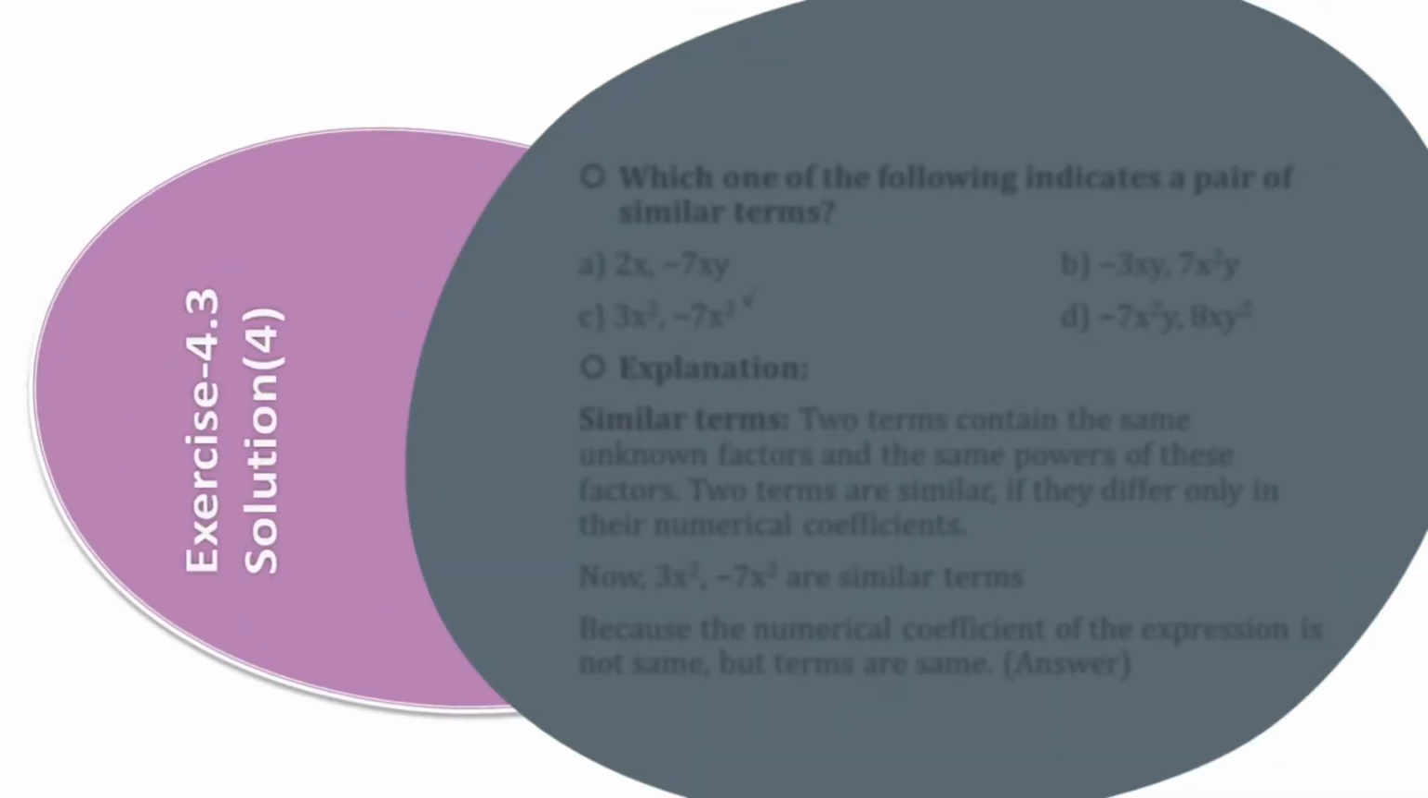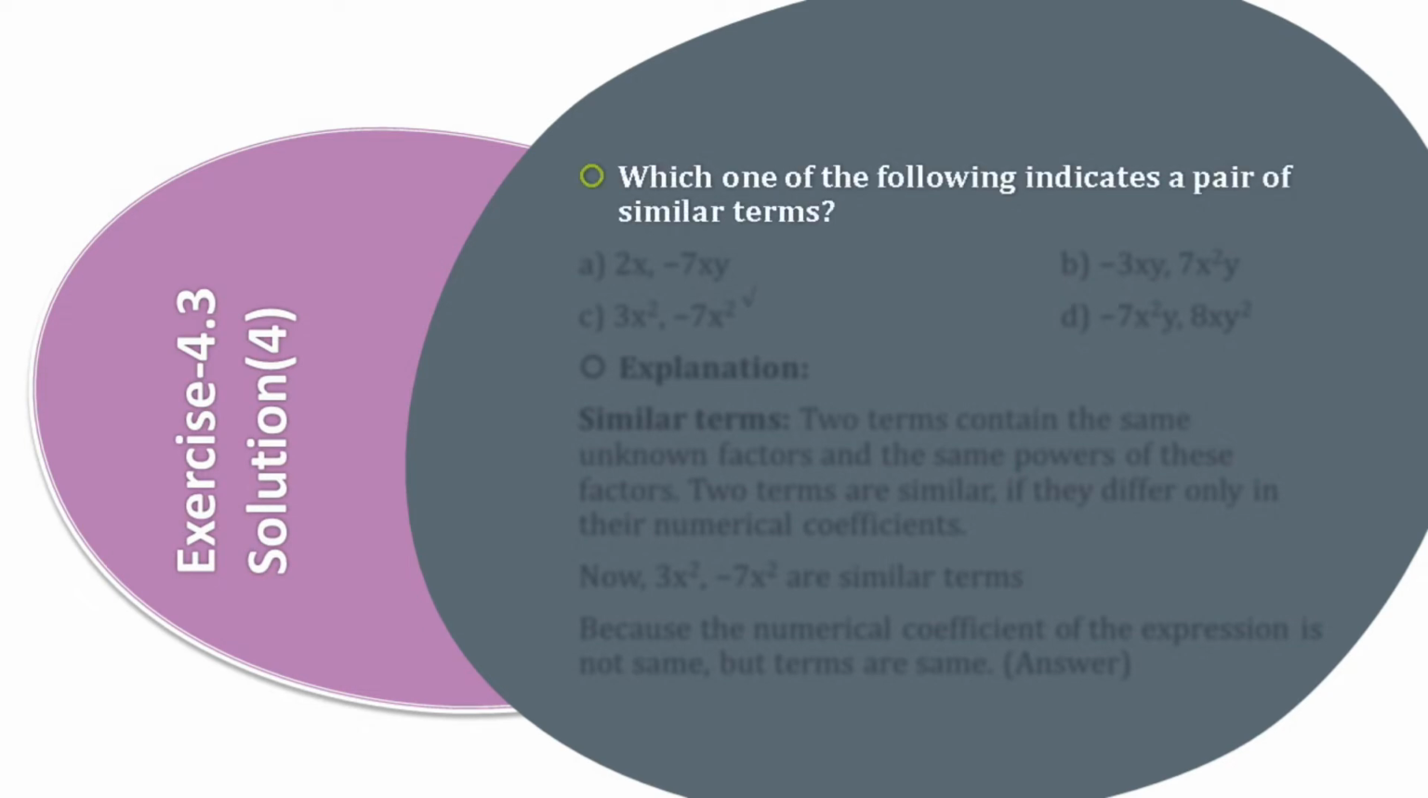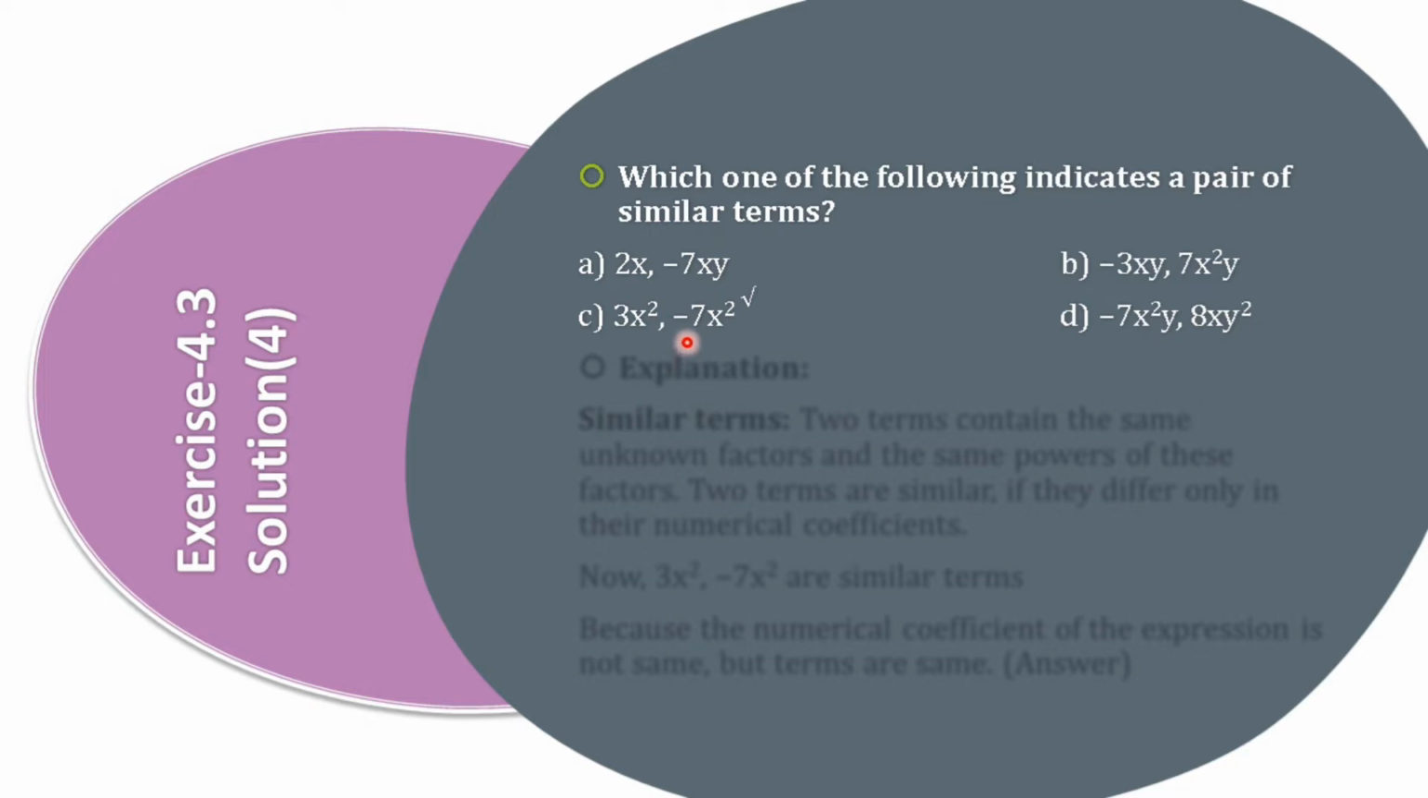So solution number 4. Let us see the question. Which one of the following indicates a pair of similar terms? And these are the options, my dear. And the answer will be number C, 3x square comma minus 7x square. Let us see the explanation of how we can get this result.